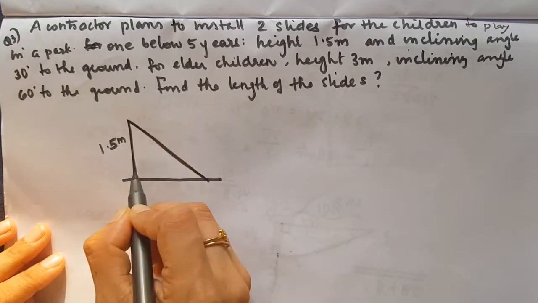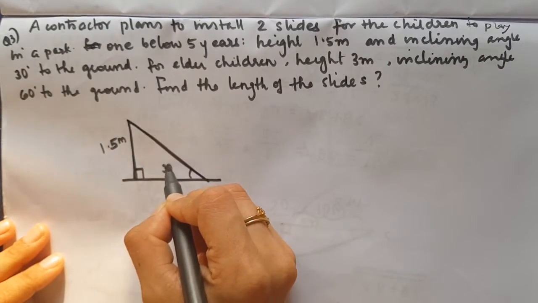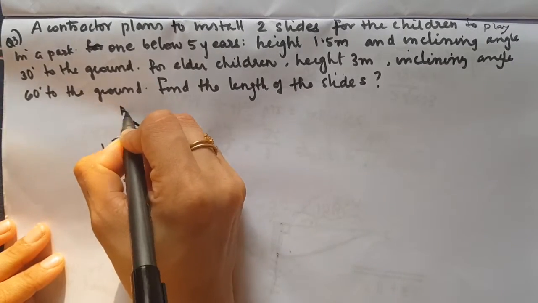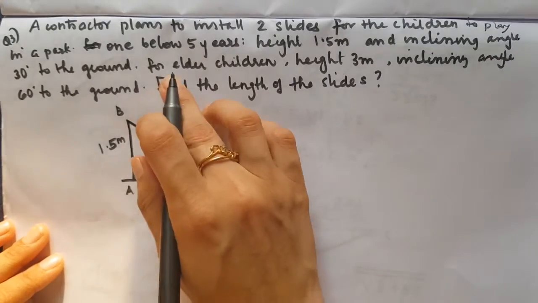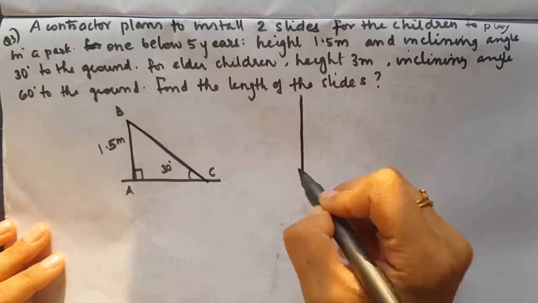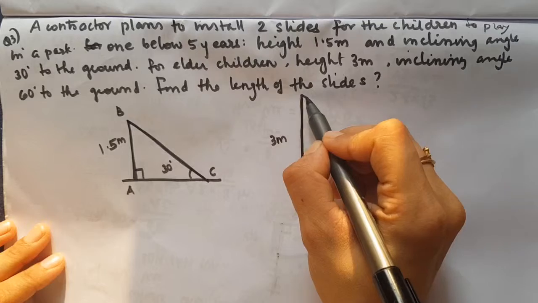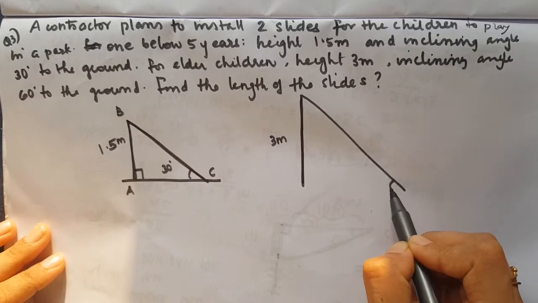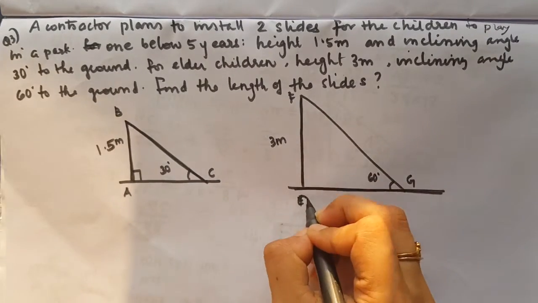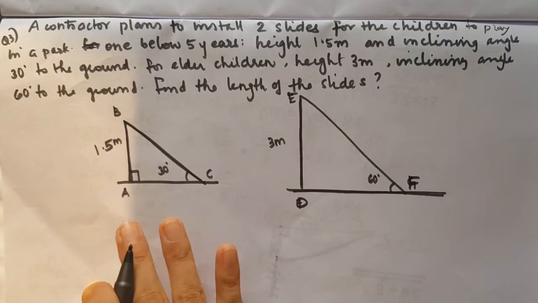So this is the ground. Okay, and inclining to the angle of 30 degree to the ground. So this is 30 degree. We'll name this slide as A, B, C. Okay, the other one for the elder children is at a bigger height, that is height of 3 meter, inclining at an angle of 60 degree to the ground. We'll name this as D, E, F. Now we can solve this.